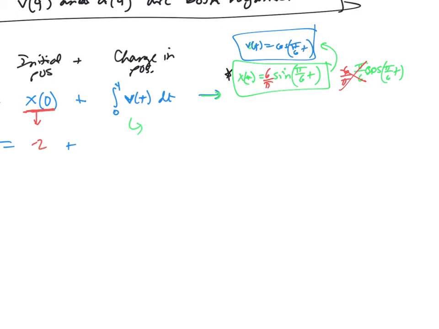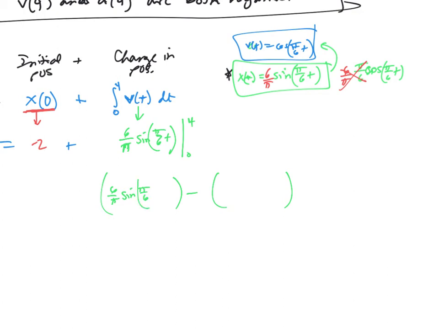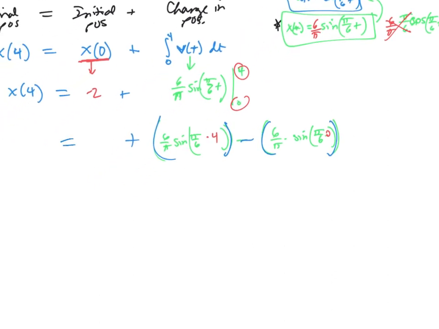So applying my fundamental theorem of calculus, that's going to be the antiderivative, which is 6 over pi sine of pi over 6t, evaluated at 0 and 4. Take the difference between those two. So that's me doing this: plug the 4 in first, and then 6 over pi times sine of pi over 6 times 4. Plug the 0 in, and subtract the two. So this is all my fundamental theorem of calculus. I'm getting one number there, and then I'm going to add that to this -2 that I'm bringing down.